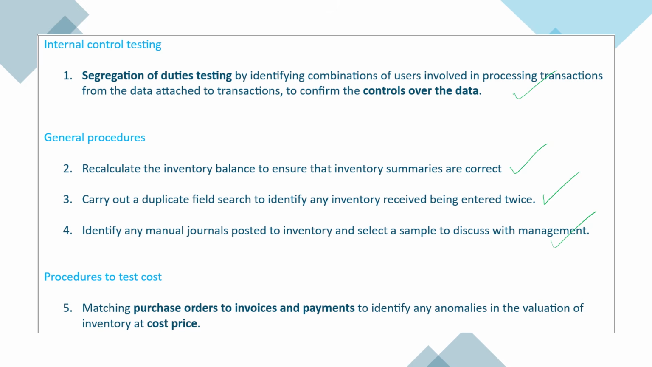Moving on to confirming the cost, we can start off by using data analytics to match purchase orders to invoices and payments to identify any ambiguities or anomalies in the valuation of inventory at cost price. So remember, we have the cycle where you have the orders, goods received notes, invoices, and then payments. If we can match those documents using analytics, we would be able to identify if there's any error in the calculation of the cost of the inventory purchased.